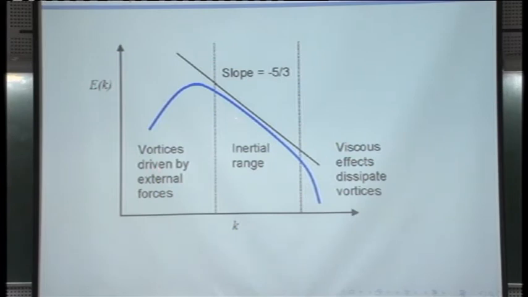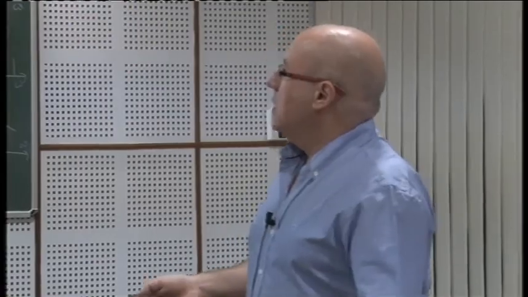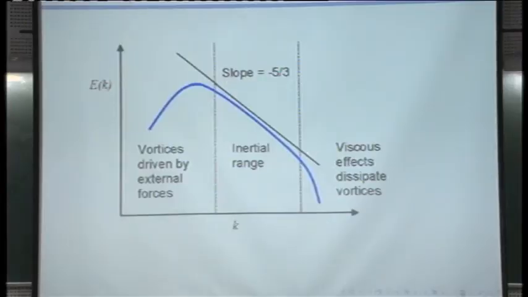So the spectrum, the energy in terms of the wave number, has 3 clearly distinct regions. One in which you don't know what happens, so the energy is driven by the external forces and the boundary conditions. Another one in which dissipation takes place because of viscosity. So viscous effects dissipate vortices. Very, very small vortices cannot exist because there is a point at which dissipation kills them. And then there is this inertial range in which the relationship between energy and the wave number is k to the power of minus 5/3.